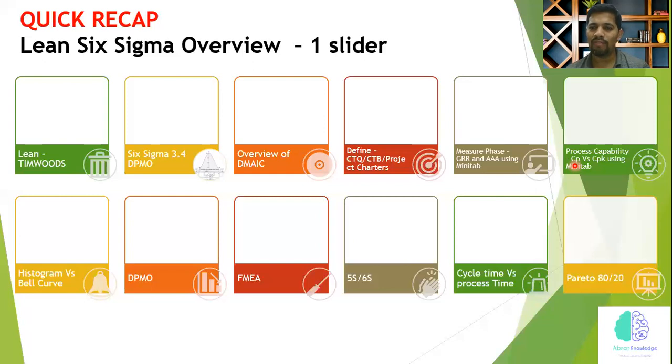So when you have that, it indicates the process is not centered, and we need to see if the CP is lesser than 1. What does it indicate when the CP or CPK is lesser than 1? The process is not capable. The process can have more deviations in it.